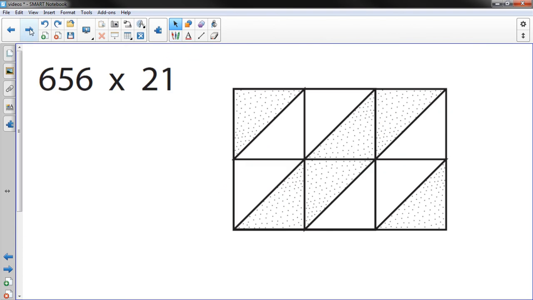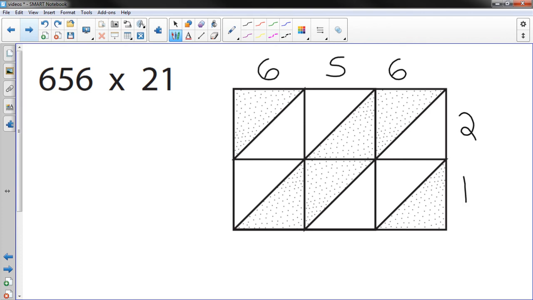One last one. This one's a little bigger. 656 times 21. So I'm going to set it up. I'm going to just start solving my problems. 6 times 2 is 12. 6 times 1 is 6. Now I'm going to go to the 5. 5 times 2 is 10. 5 times 1 is 5.